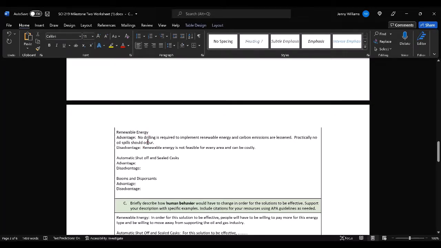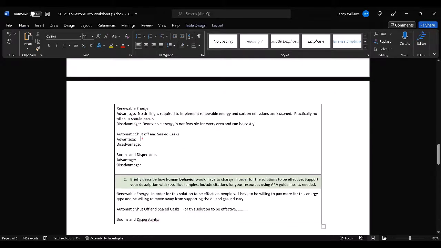Now, I have not gone greatly in depth with this, okay? You should probably have a lot more information than this, but it's giving you the general idea of what it needs to look like. So I give an advantage for renewable energy and a disadvantage. And because I had automatic shut off and sealed cask as another solution, I would need to put advantages and disadvantages of that. And then booms and dispersants was my third solution, advantages and disadvantages of that.